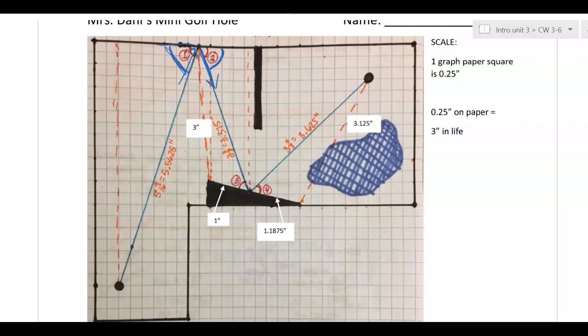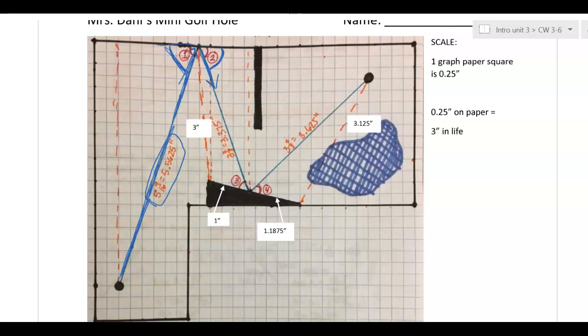Now, then what I did is I took my ruler and I went and measured the different lines that I drew on the paper. So for example, this line right here, this is a measurement of how long this line is right along here. Okay, and so that ended up being 5 9/16 inches, which is 5.5625 inches.